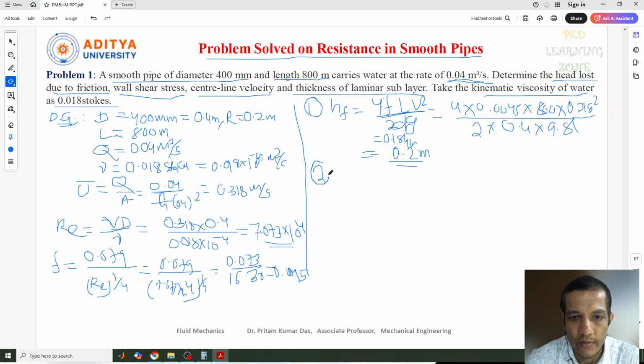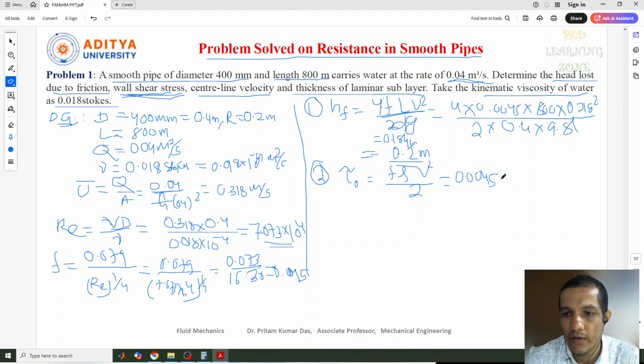Now the second one is to find the wall shear stress, tau naught. So tau naught equals f rho V squared by 2. Here the f value we already calculated is 0.0045. If any one value comes out slightly different, all these answers will fluctuate, so you need to calculate this carefully.